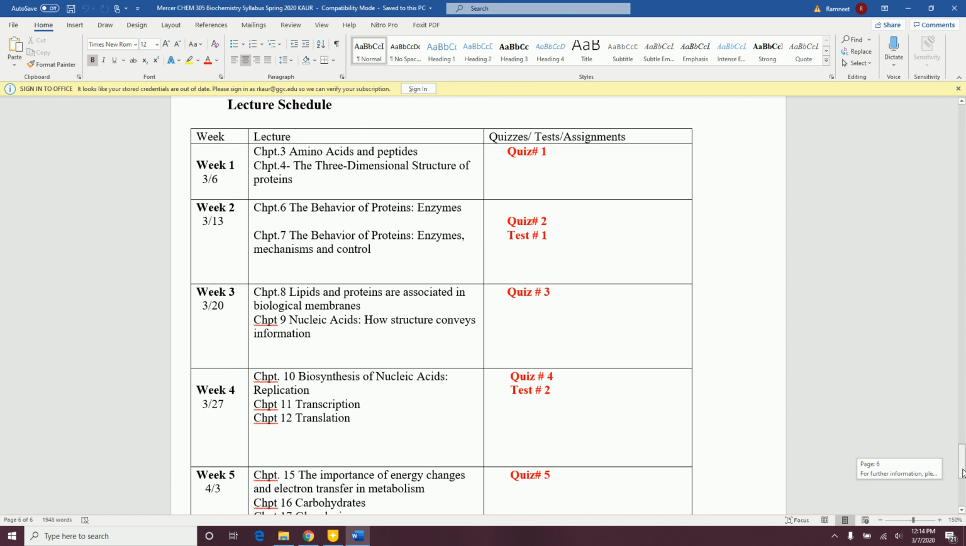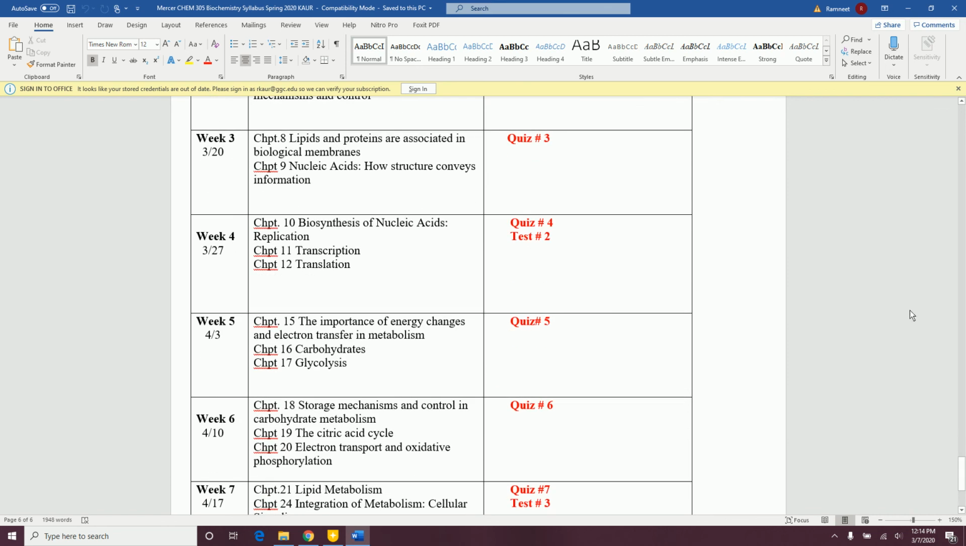Moving forward, in week number 3 we will be talking about lipids and proteins which are there in the membrane, which is from chapter number 8. In chapter number 9 we will be talking about nucleic acids, the structure and all that. So in week 3 you have only quiz number 3.